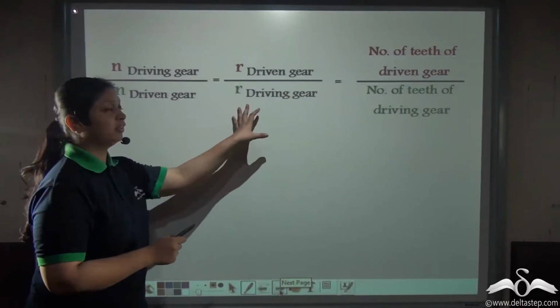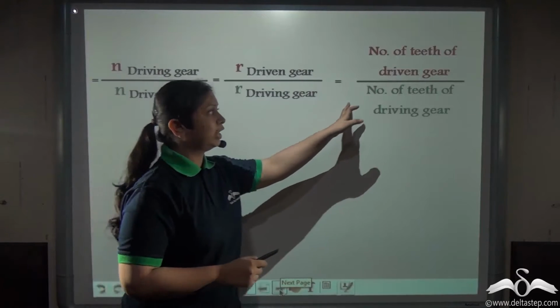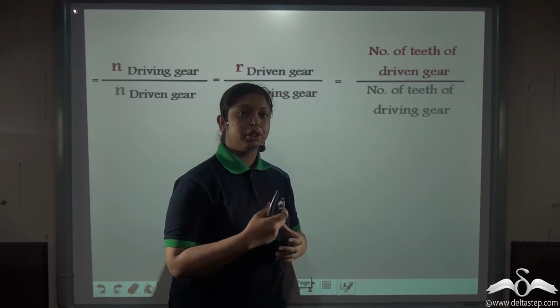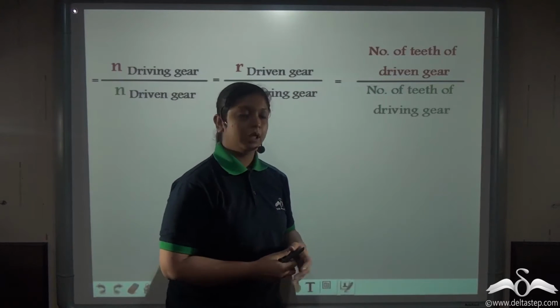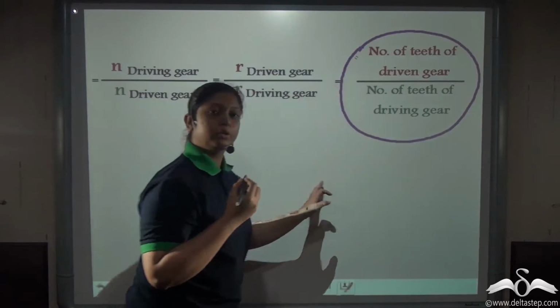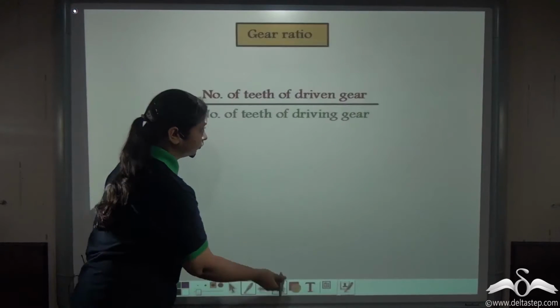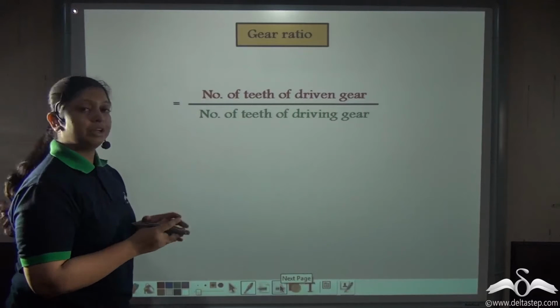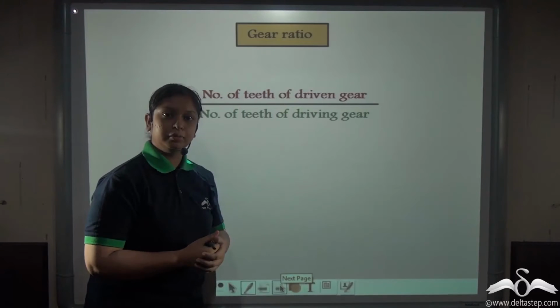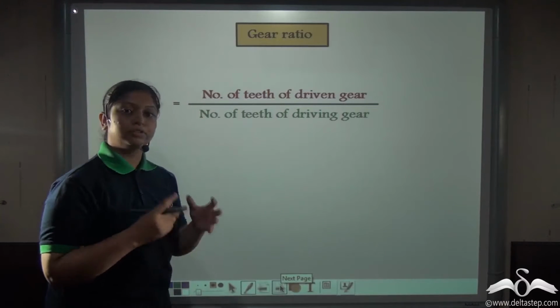Now, this expression of the velocity ratio is also equal to the ratio of the number of teeth of the driven gear to the number of teeth of the driving gear, and this expression we know is equal to the gear ratio. So, the gear ratio is the ratio of the number of teeth of the driven gear divided by number of teeth of the driving gear.